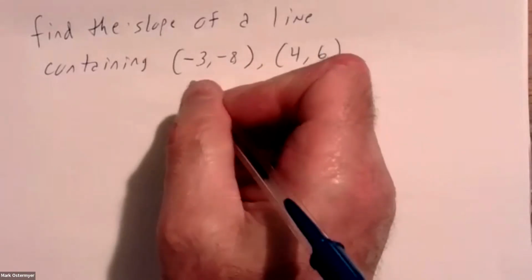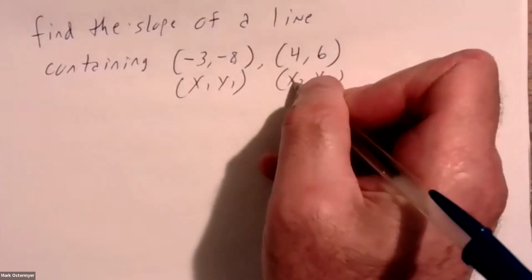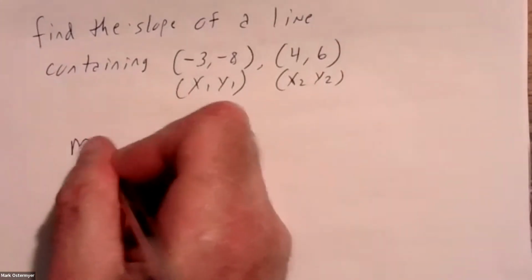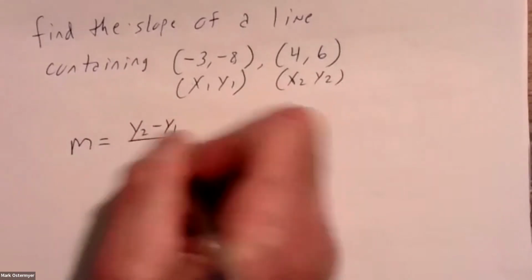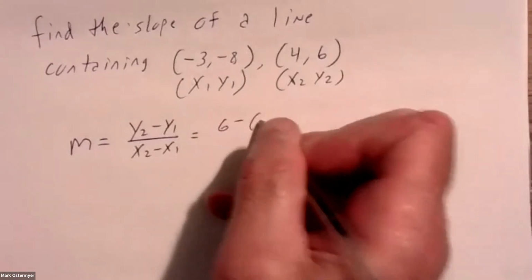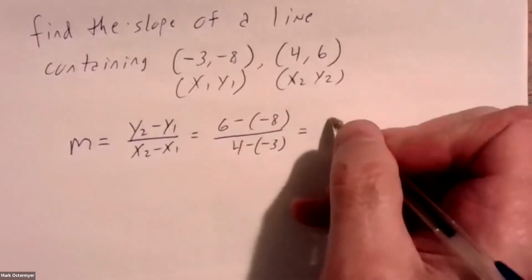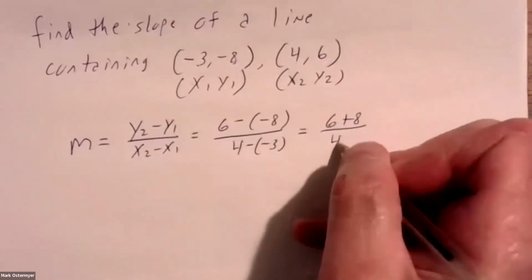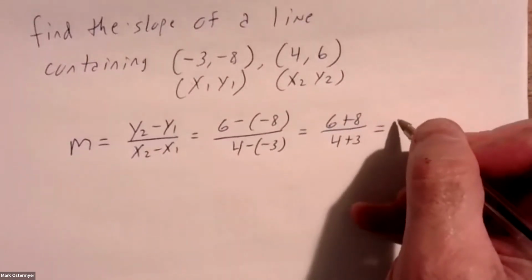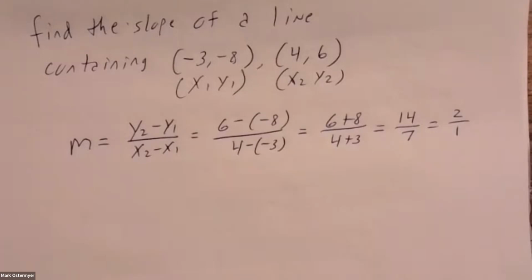All right, I'm going to call this point my point x1, y1, and I'm going to label this one as x2, y2. Now, in reality, it doesn't matter which point you call your first and second point. So therefore, the slope of this line is going to be change in y over change in x, which is going to be 6 subtract a -8 over 4 subtract a -3. It's going to be 6 + 8 over 4 + 3. So it looks like the slope of this line is going to be 14 over 7, which reduces down to 2 over 1. So the slope of this line is 2 over 1 here.